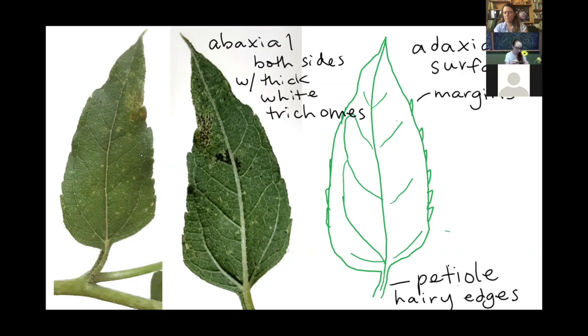So yeah, just write down anything that you notice about your leaf, whatever your subject is. It looks like the margins on these are also hairy. So there are little hairs growing out of the margin.